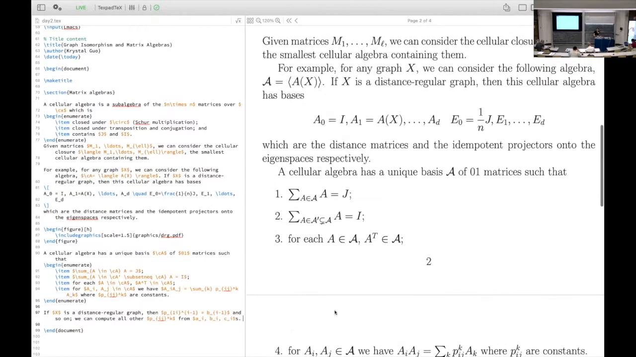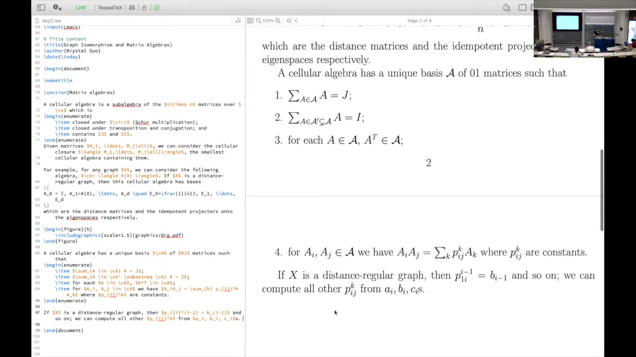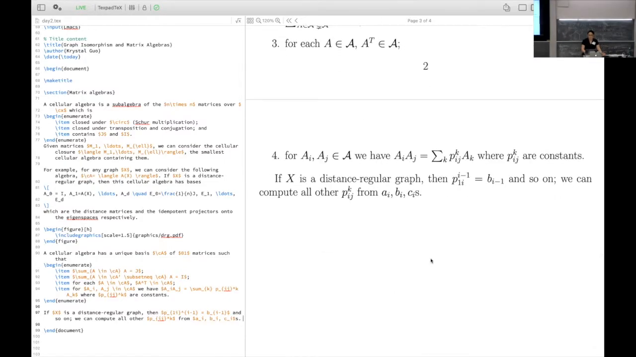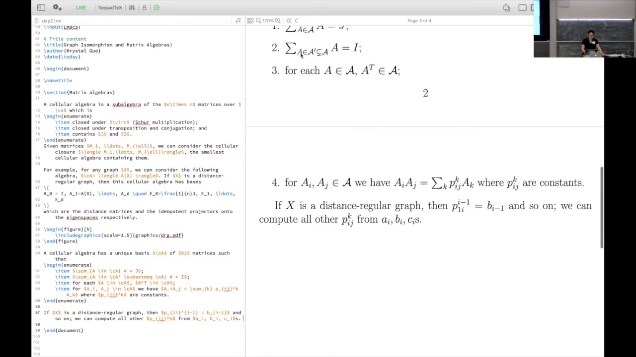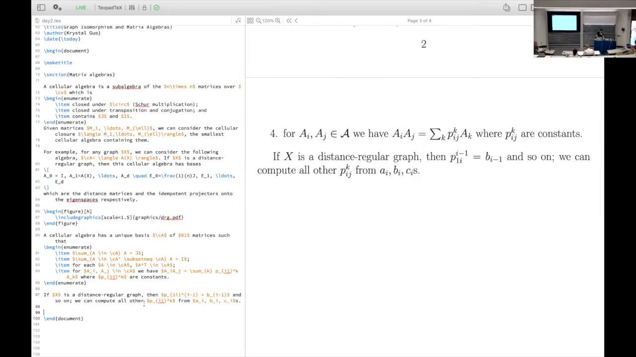So this is a very familiar setting, but slightly unfamiliar in that now I'm taking a more general concept of the cellular algebra and trying to imitate the theory of distance regular graphs in these less nice algebras. In a distance regular graph setting, each matrix is symmetric. So not only is its transpose another basis element, it is the same basis element. But some other things are still preserved.